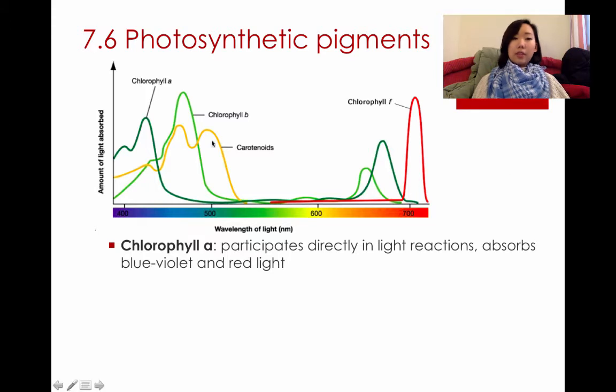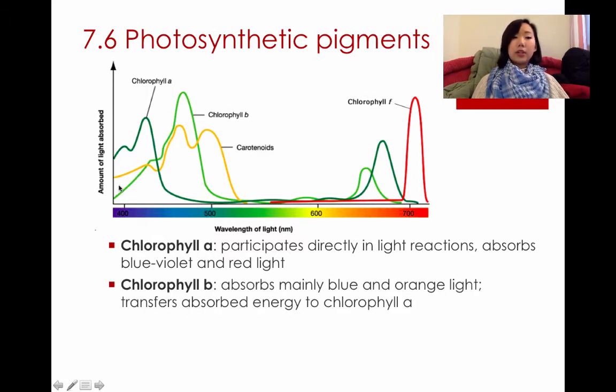Here is a diagram that shows the different types of pigments and the light wavelengths that they absorb. The first one is chlorophyll A, and you can see it absorbs very well in the dark bluish region, violet, and it also absorbs in the red. Because it absorbs red and this dark blue violet color, it doesn't absorb green and yellow, and that's what's reflected, and that's what we see.